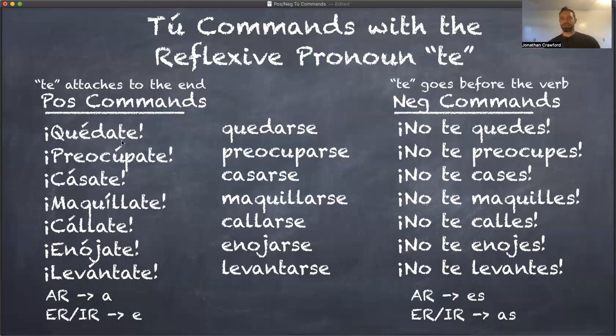So these are easy. And it kind of has like a rhythm and a rhyme, right? And so it's quédate, no te quedes, preocúpate, no te preocupes, cásate, no te cases, maquíllate, no te maquilles, cállate, no te calles, enójate, no te enojes, levántate, no te levantes.